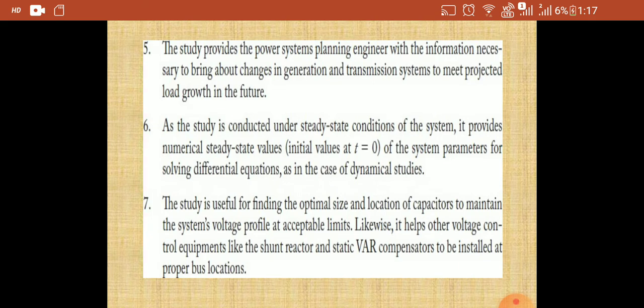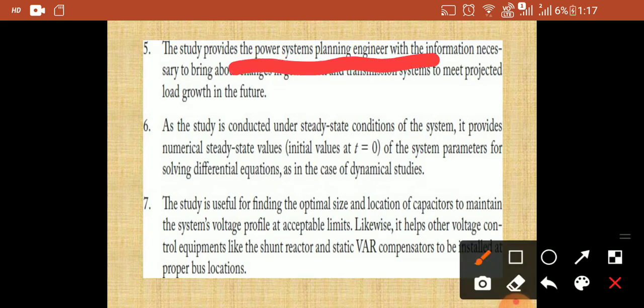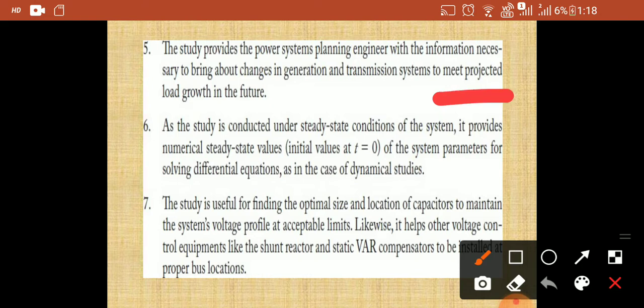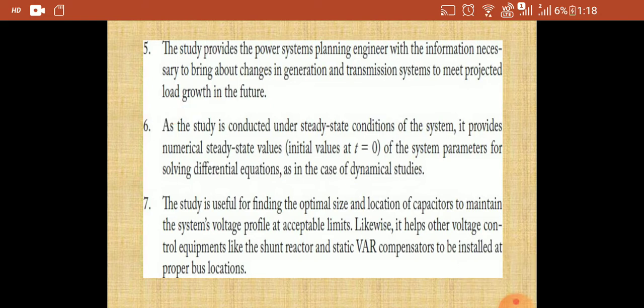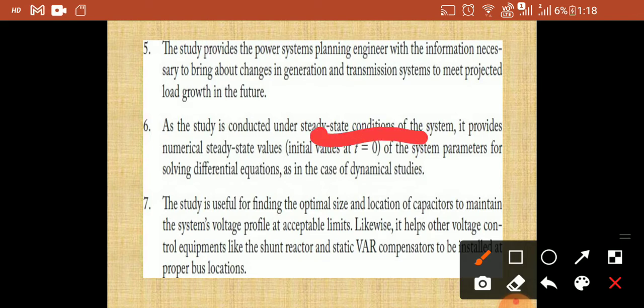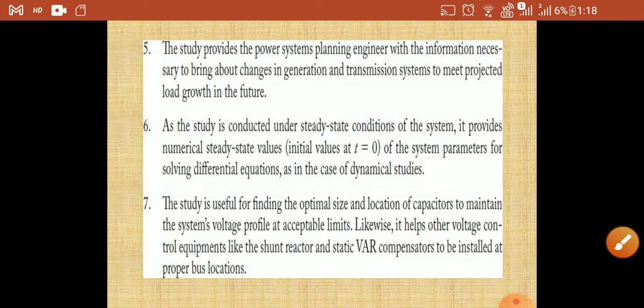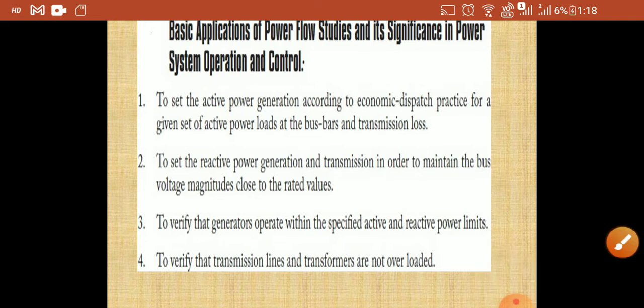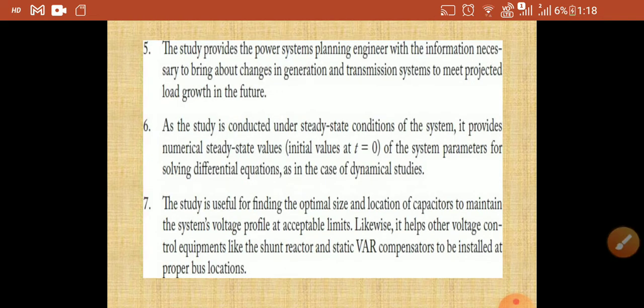Fifth point, the study provides the power system planning engineer with the information necessary to bring about changes in generation and transmission systems to meet projected future load growth. Sixth point, as the study is conducted under steady state conditions, it provides numerical steady state values at time t equal to 0. This is the initial value of the system parameters for solving differential equations of the dynamic studies.